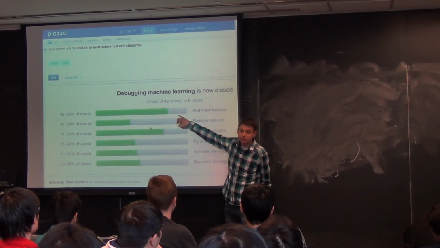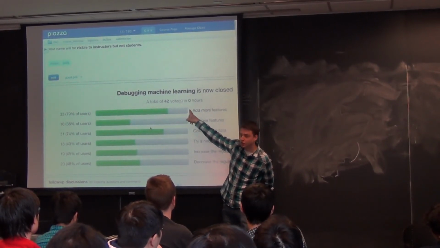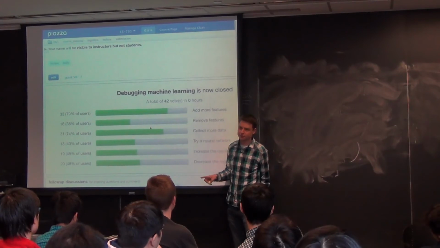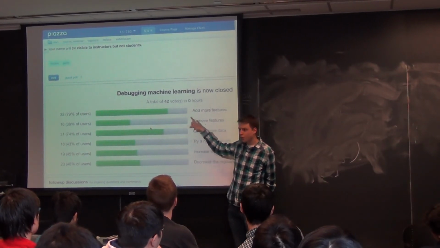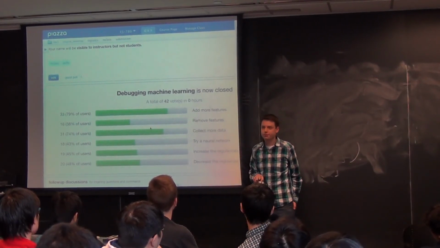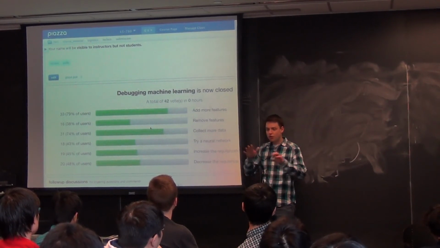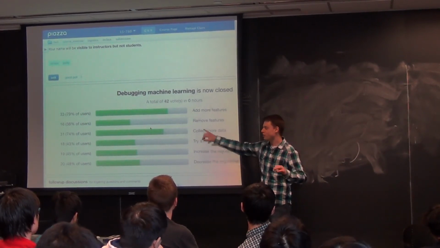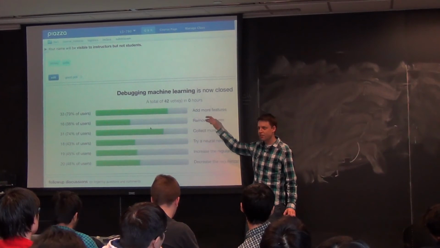Add more features, that's good. That would be a good option, at least. Good one. Removing features, that won't really help you. Because even with all the complexity of your class, you're actually not doing very well yet. And so taking things away won't actually help you.